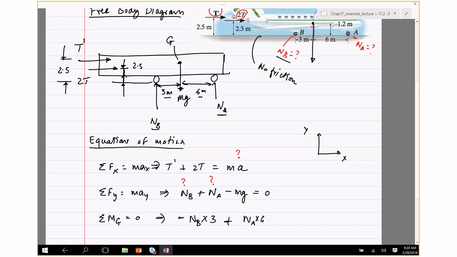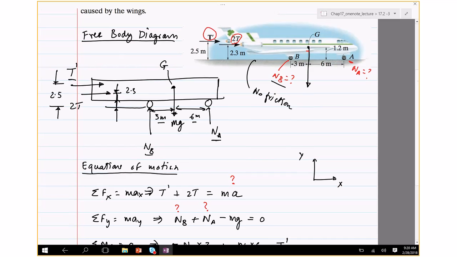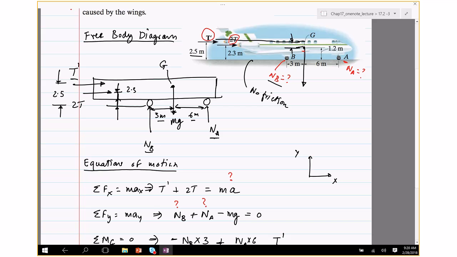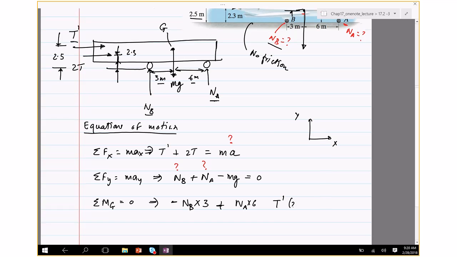So there are two more forces, this T prime times the distance from, it's this distance. So what's that distance? It's 2.5 minus 1.2, right? 2.5 is this point, and then 1.2 is that distance from the ground. So it's 2.5 minus 1.2. Somebody said 1.3, that's right.